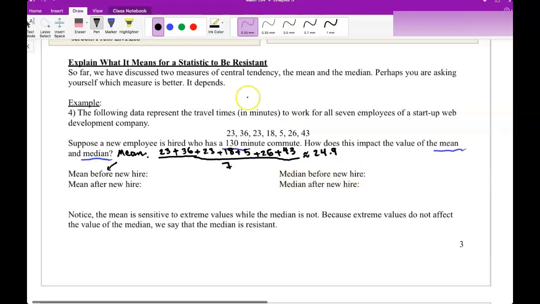Now what is the median? First step, writing these numbers in order. From example number 3, we know the answer is 23. I'm writing this again.